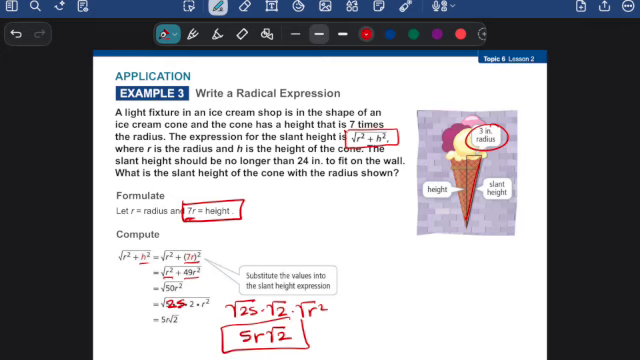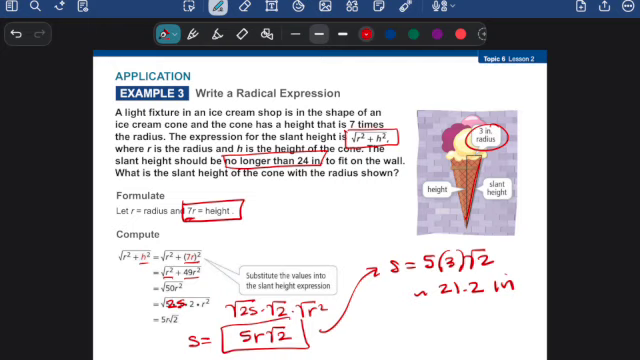So this is the expression for the slant height. I'm going to call it S. Now, if the radius is 3, can we actually calculate it? Yes, so now we're just going to substitute 3 for r. So the slant height is going to be 5 times 3 times the square root of 2, and that is approximately 21.2 inches. Can it fit on the wall? It says it's no longer than 24 inches. Yes, it will fit because it is less than 24 inches.